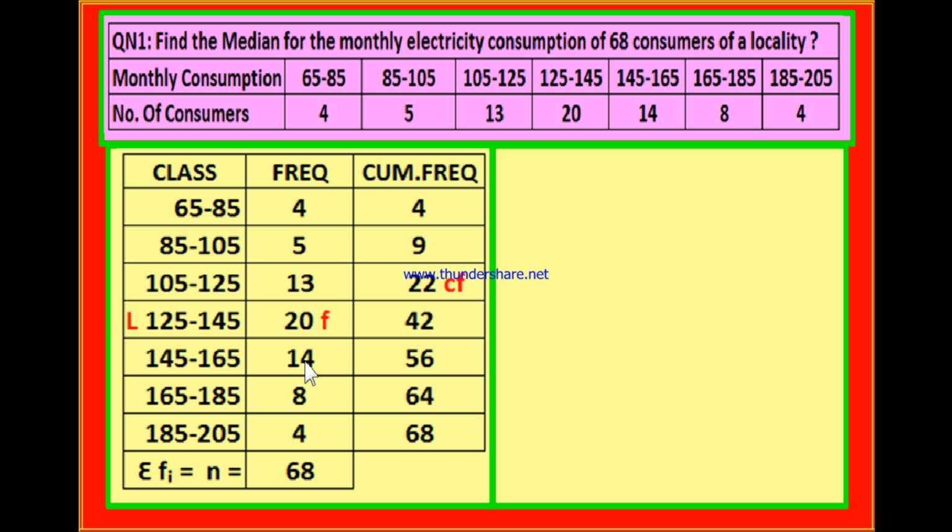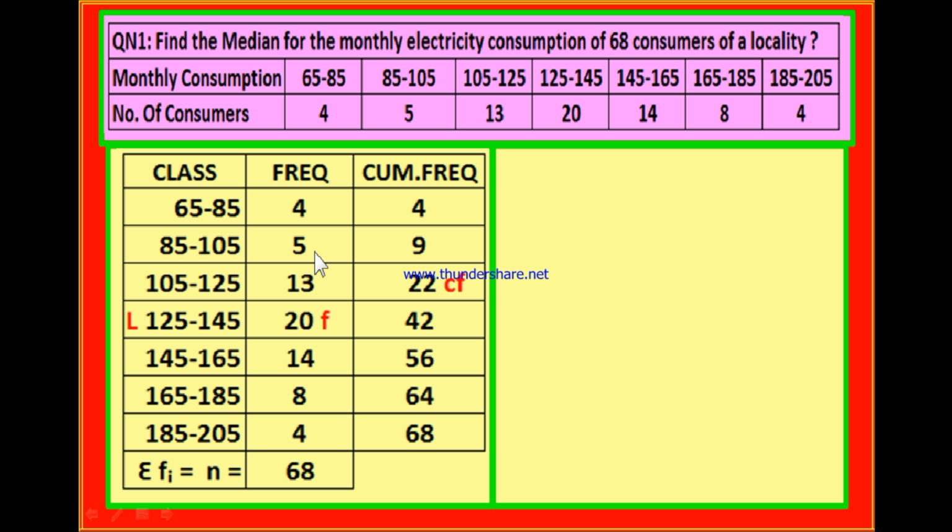Okay. After writing classes and frequencies, you put another column with cumulative frequency as the heading. Now, how to get the less than cumulative frequency? Less than cumulative frequency is nothing but the sum of the frequencies up to that class. For example, if we consider the first class, there is no class preceding 65 to 85. Therefore, the cumulative frequency of the first class is 4 only.